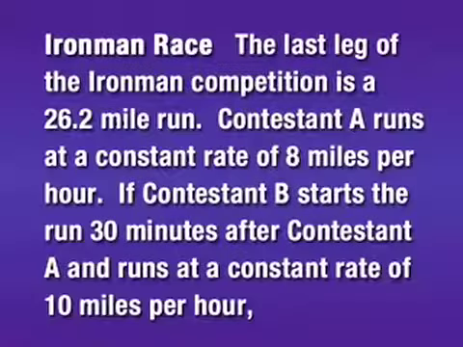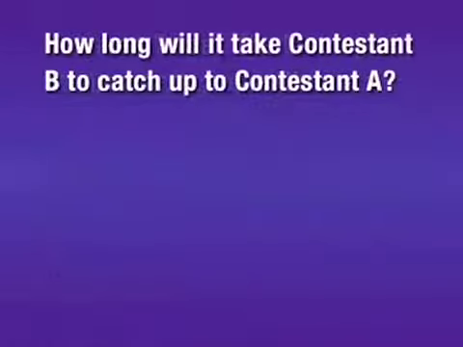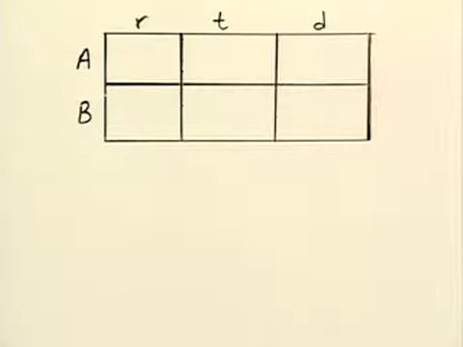The last leg of the Ironman competition is a 26.2-mile run. Contestant A runs at a constant rate of 8 miles per hour. If contestant B starts the run 30 minutes after contestant A and runs at a constant rate of 10 miles per hour, how long will it take contestant B to catch up to contestant A?